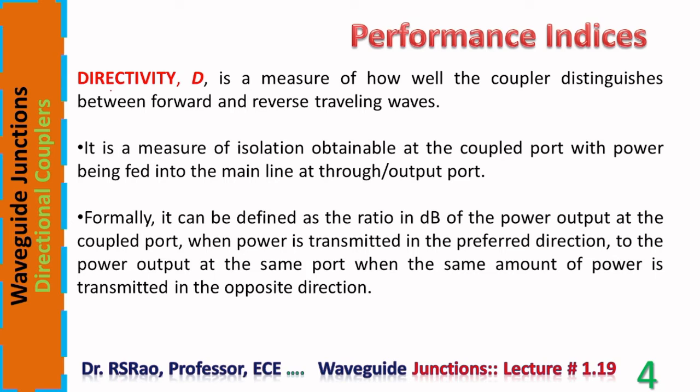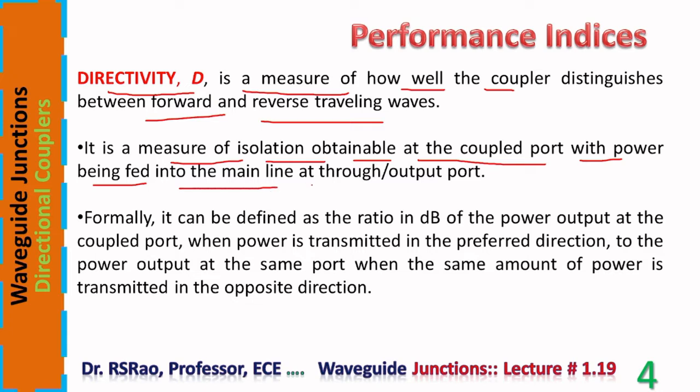Another performance index of a directional coupler is directivity D. Capital D is the symbol for this parameter, for this index. It is a measure of how well the coupler differentiates between forward and reverse traveling waves. It is a measure of isolation obtainable at the coupled port with the power being fed into the main line at the through or output port.